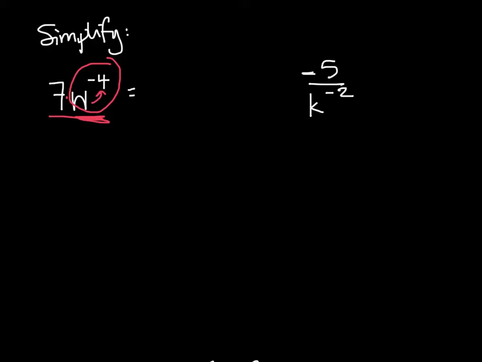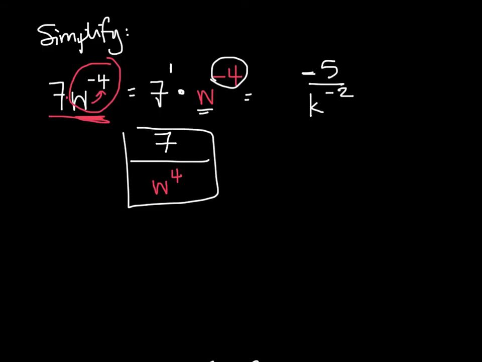So let's rewrite this. We have 7. And I'm going to separate this out so it's very obvious. W to the negative 4th power. 7 times w to the negative 4th power. This negative 4 is telling me that the w is in the wrong location. It is in the numerator when it should be in the denominator. So we can rewrite this now as saying 7, which is going to remain in the numerator because its power is technically 7 to the 1st power, over w to the 4th. So this is the final answer for this particular problem. Here is our next problem.